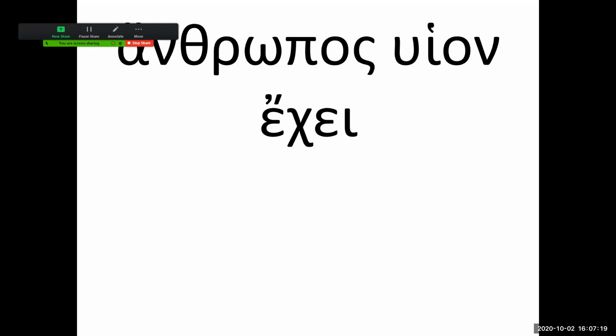Now we can change the word order around. The sentence will mean the same. For example, anthropos, huion, eche.